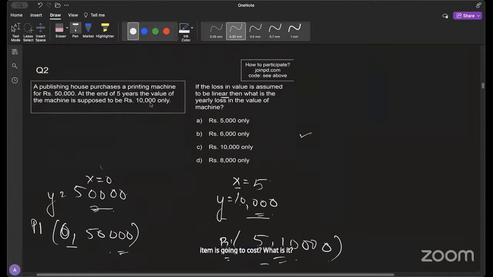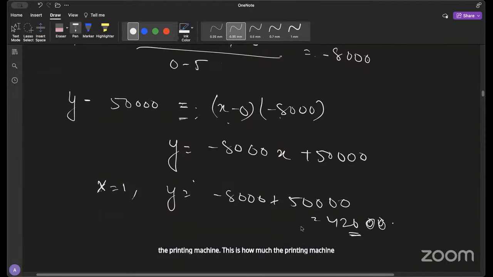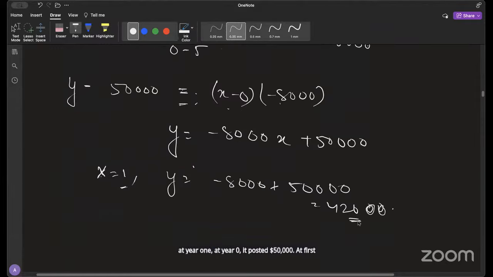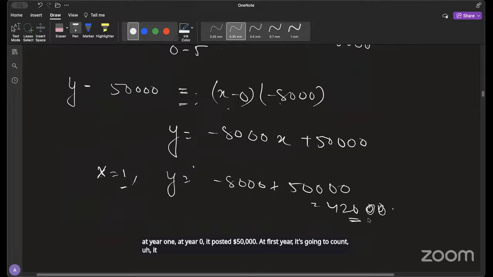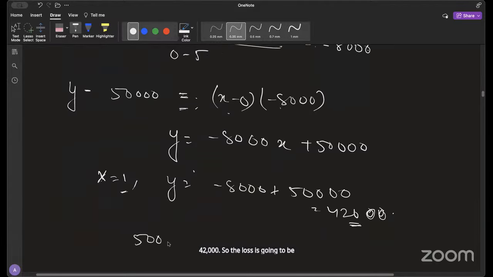The printing machine, this is how much it is going to cost at year one. At year zero, it costed 50,000. At first year, it's going to cost 42,000. So the loss is going to be 50,000 minus 42,000. So it's 8,000 only. Is it fine?